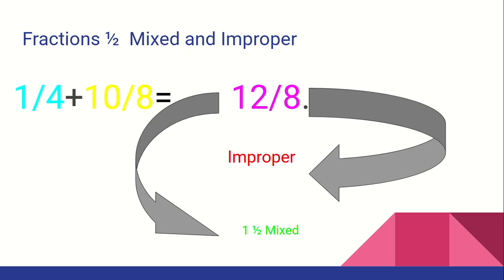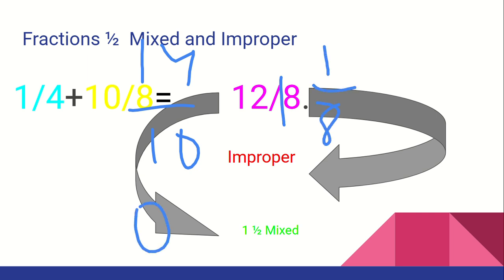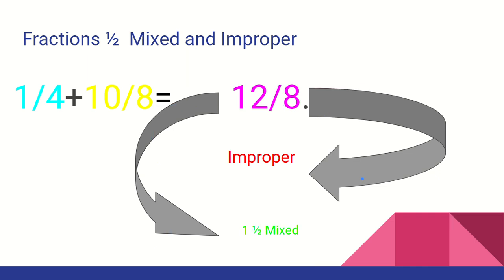Let's do one more example. Let's quiz you. 14 tenths, 1 1/8, 0, 16 sixteenths. 14 over 10 is improper. 1 and 1/8 is mixed. 0 is mixed since it's in its position. 16 over 16 is improper because it has to be 1, not a fraction. Congratulations on passing your fractions part 2, mixed and improper.